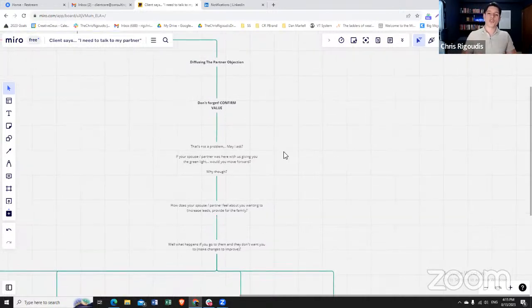If your partner was with us here today, giving you the green light, would you move forward? I'm going to say this again. The language here is important. If your partner was here with us today, giving you the green light, would you move forward? I'm not asking if they feel this is the answer, because anyone can say yes at this stage. It's about moving forward. It's about commitment. So would they commit if the partner was here giving us the green light?